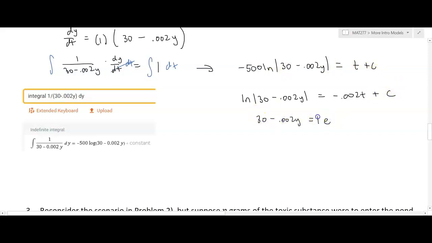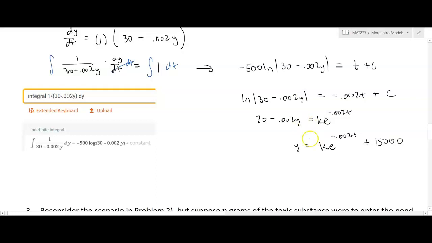and make this ke to the negative 0.002t, subtract 30 and divide by negative 0.002, which leaves me with ke to the negative 0.002t. Remember, because when we divide k by a constant, it remains an arbitrary constant. And so when we subtract 30 and divide it by negative 0.002, we get plus 15,000 over here.